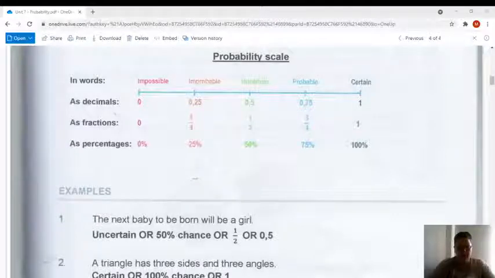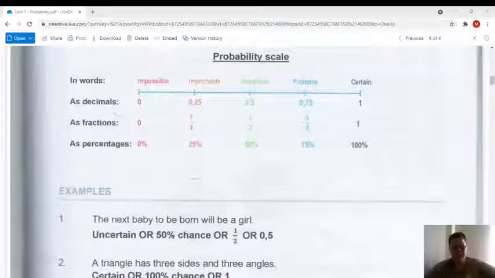Okay, so the probability scale is as follows. If you look at the bar on top, in words you write impossible, improbable, uncertain, probable, and certain. In decimals you write 0, 0.25, 0.5, 0.75, and 1. As a fraction, you write 0, a quarter, a half, three quarters, and 1. As a percentage, you write 0, 25, 50, 75, and 100.